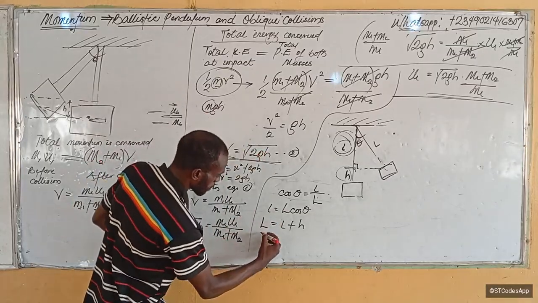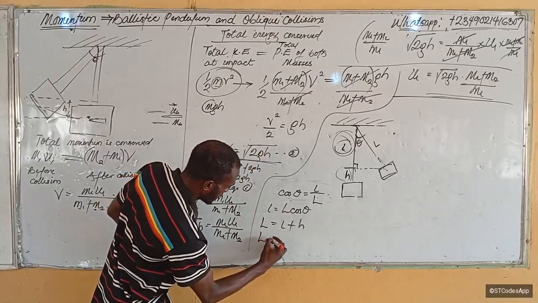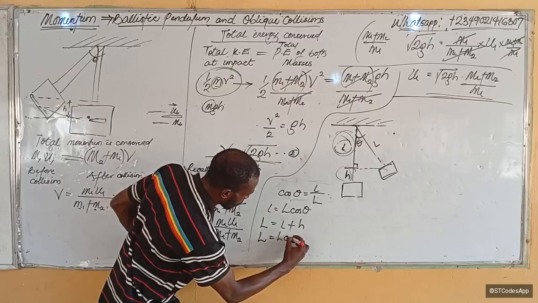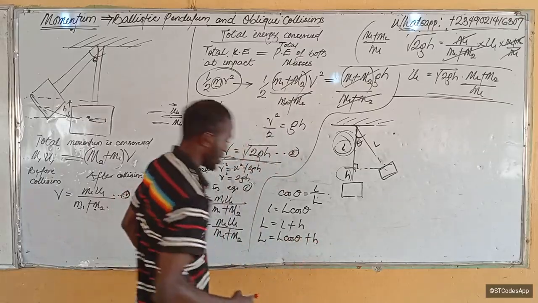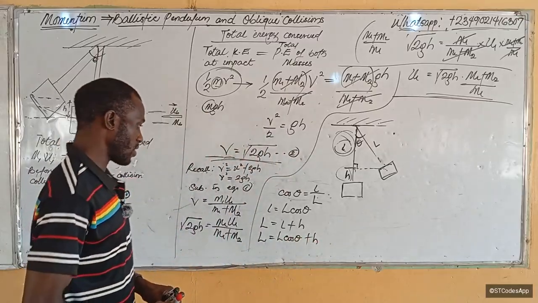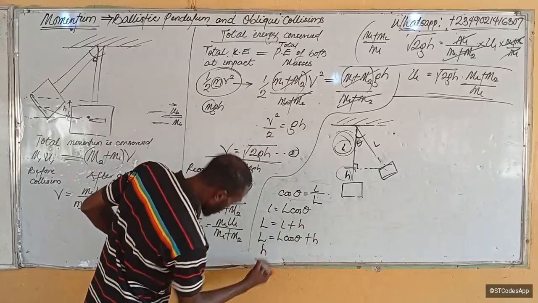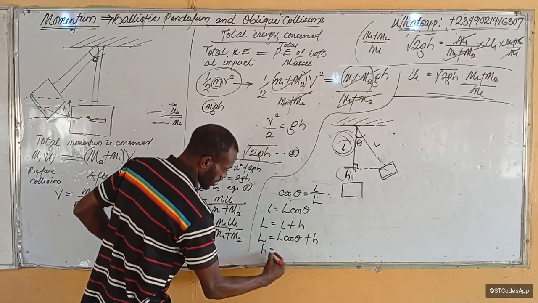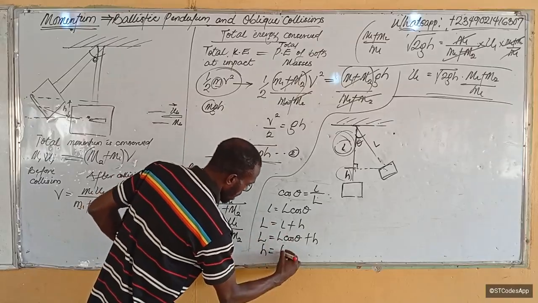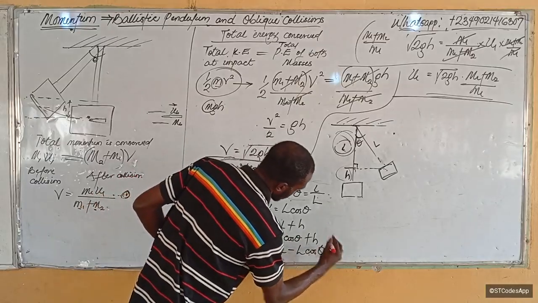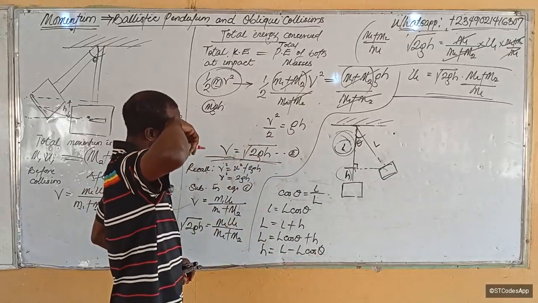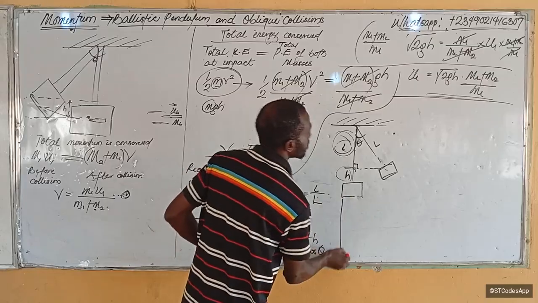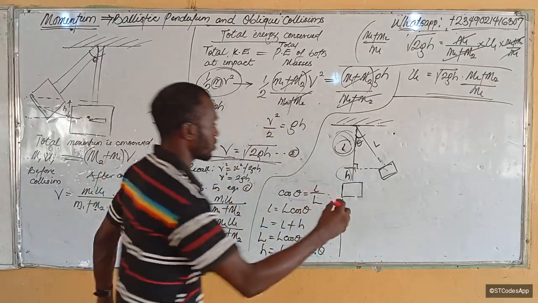So capital L here will be small l, which is L cos theta, plus h. In which case h, this small height moved, is equal to L minus L cos theta. From here we can substitute into various equations.